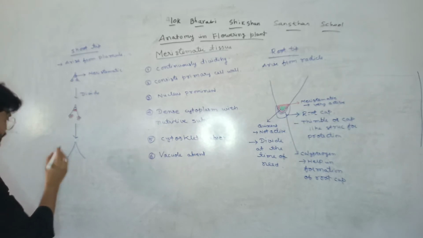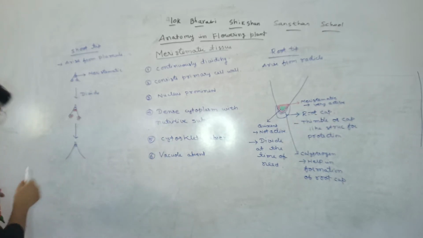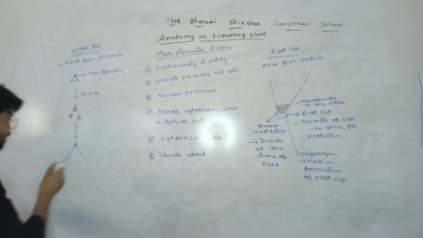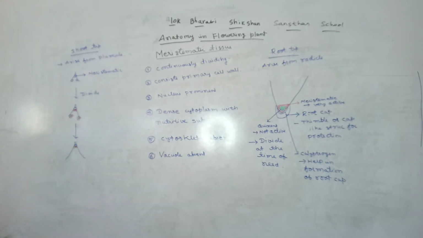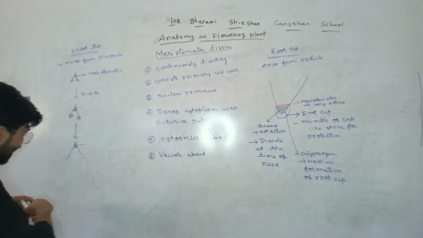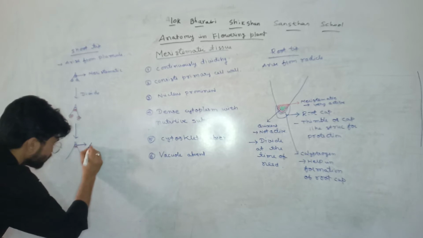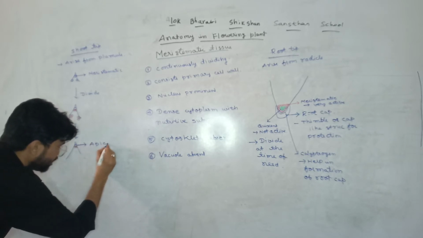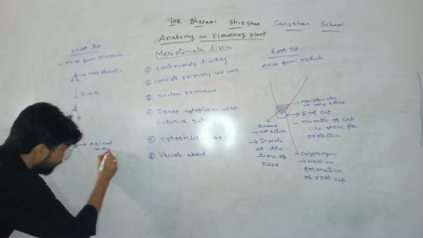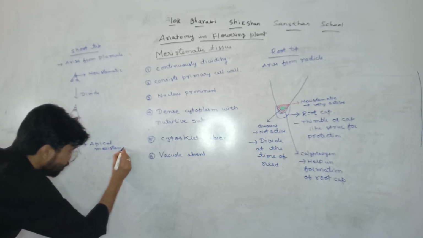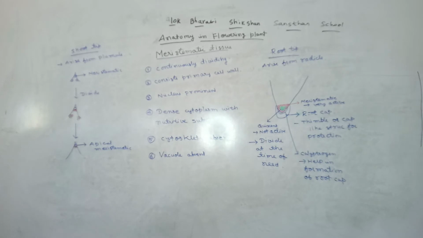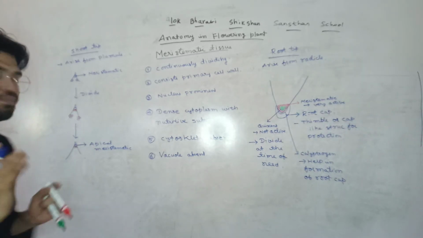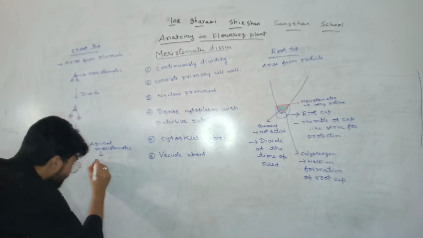Here you can see that there is some tissue present at the center of the tip of the shoot tip. That tissue is known as apical meristematic tissue. So here it is known as apical meristematic tissue, and this apical meristematic tissue helps in increasing the height of the plant.